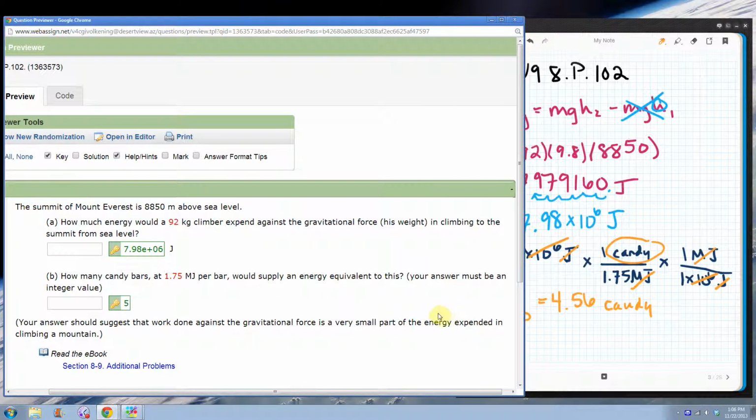But here's the thing, you don't really do half candy bars, so you have to round up to the nearest whole number. So that's why the answer is 5, not 4.56. I'm going to have to buy 5 candy bars. I can't buy 4.56 candy bars. They just don't let you do that. Believe me, I've tried. So that's why it's 5.